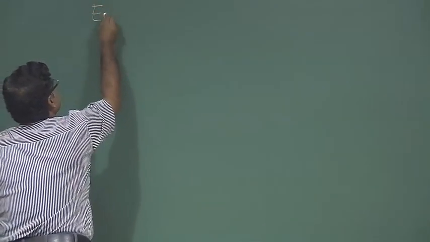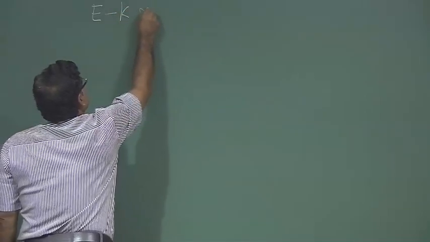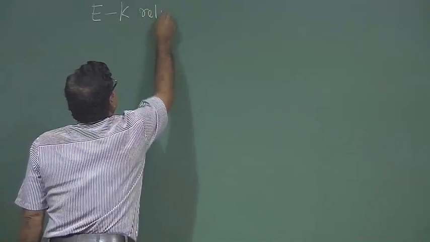So, we will continue our band theory of solids. We have seen how a band is formed. The energy versus wave vector relation is very important, as I mentioned.